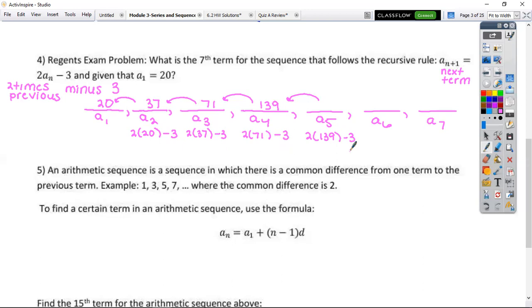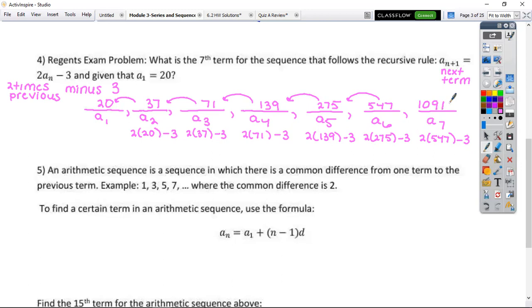And obviously, because you're building on your own work, you want to make sure that you're going slow. If you make a mistake in the beginning, it's going to impact these answers. So do it again. 2 times 275 minus 3. So 2 times 275 minus 3, I got 547. And lastly, 2 times 547 minus 3. Final answer, 1,091. You guys feel comfortable doing that?